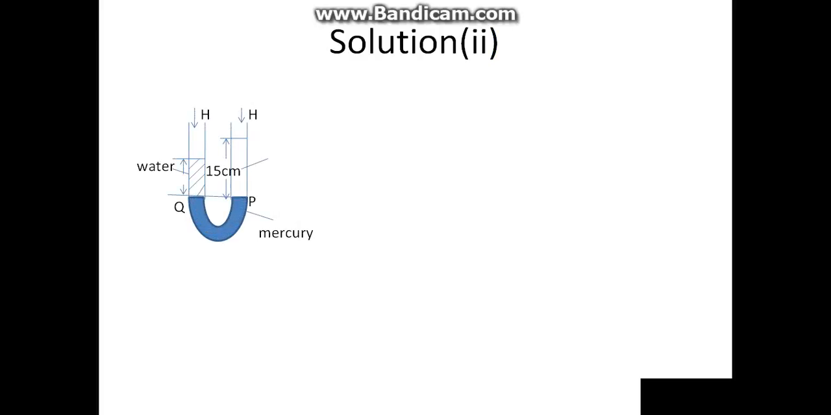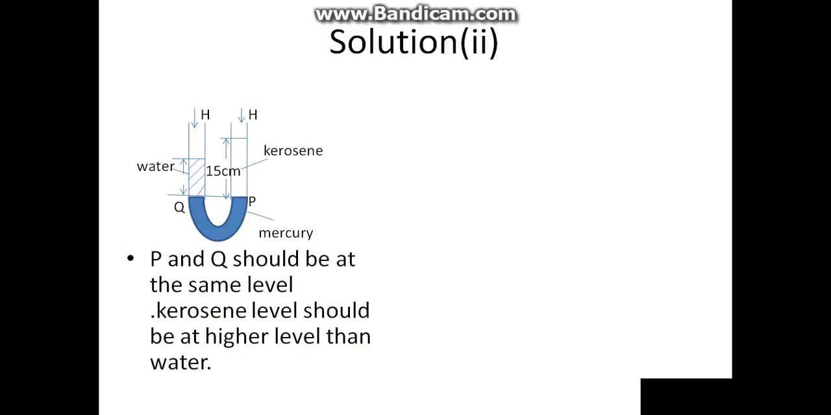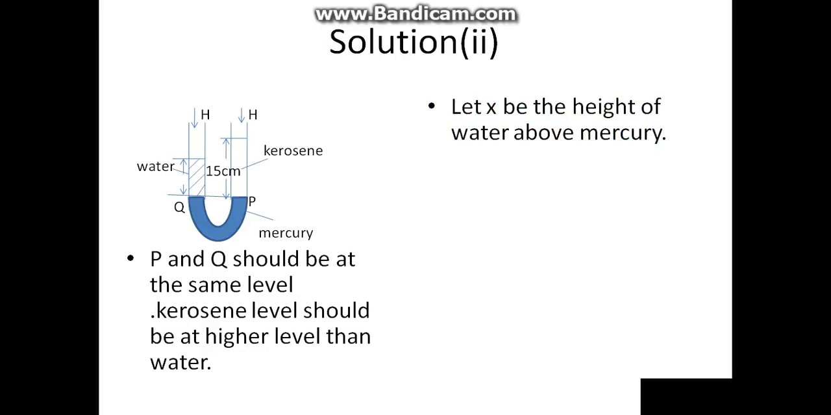Solution 2. Looking at the diagram, from the point of separation, P and Q should be at the same level. Kerosene level should be at a higher level than water. Let X be the height of water above mercury.